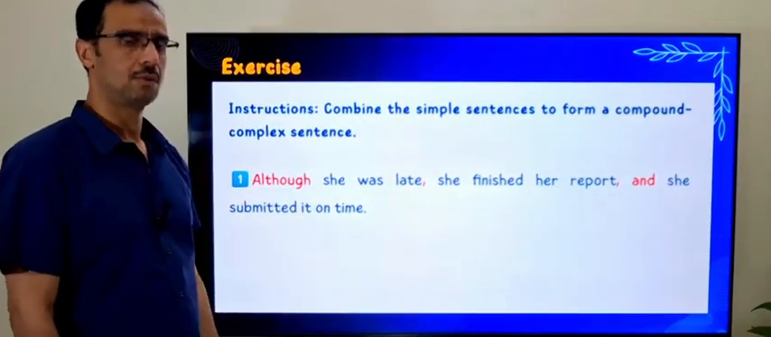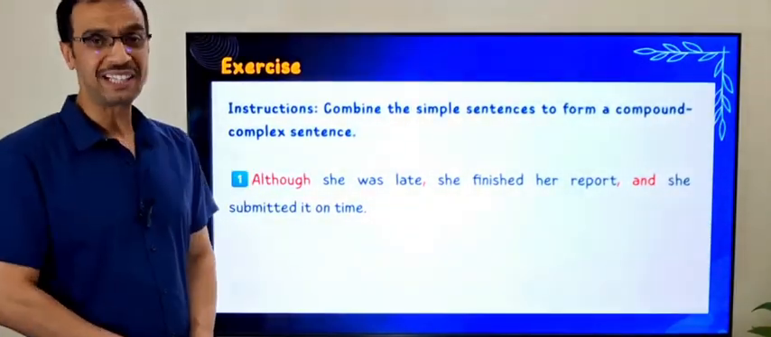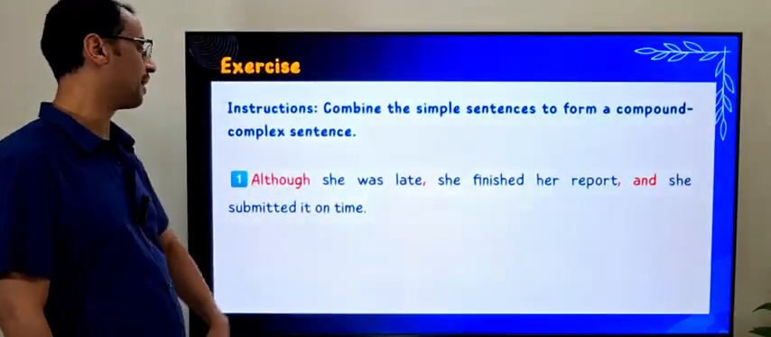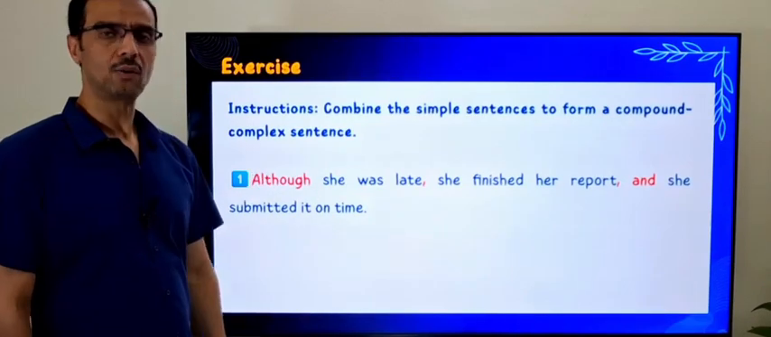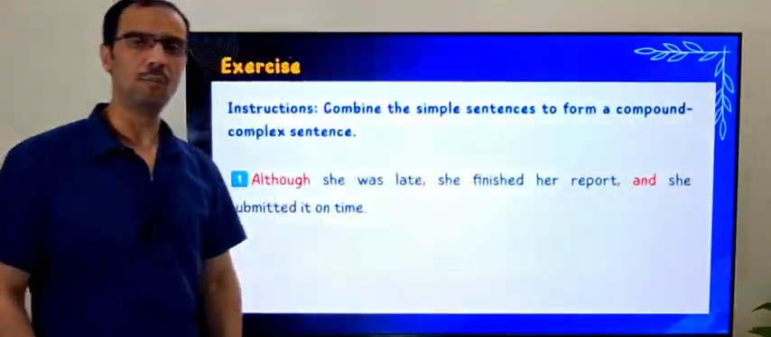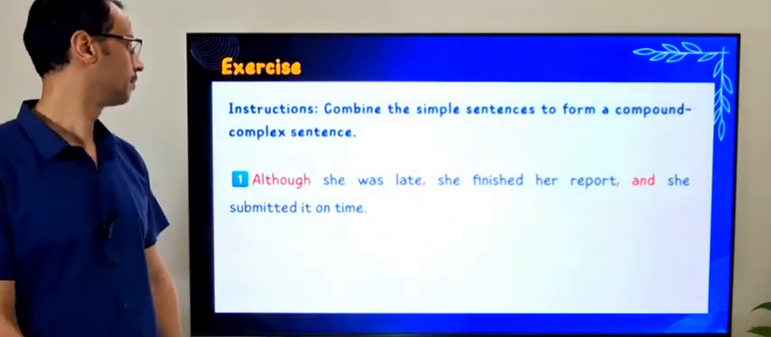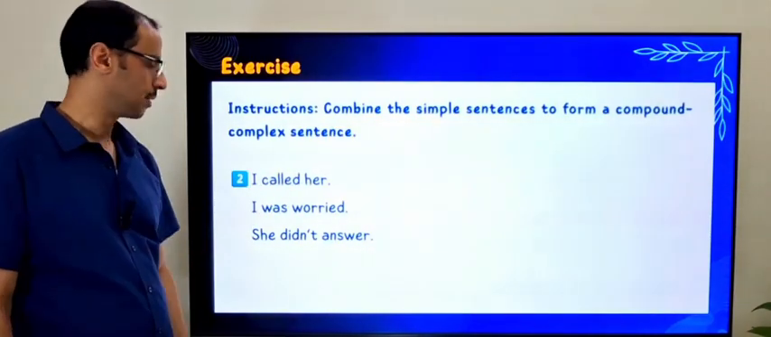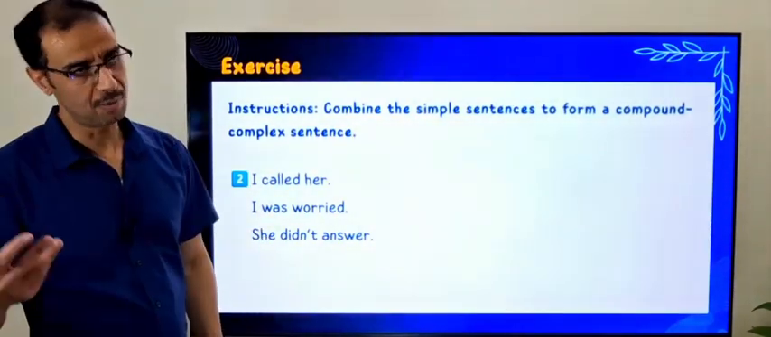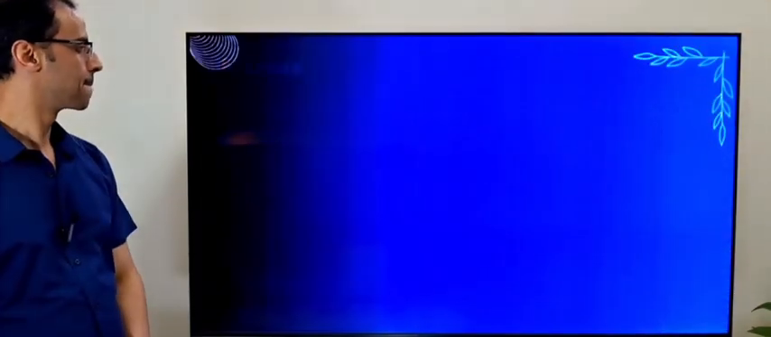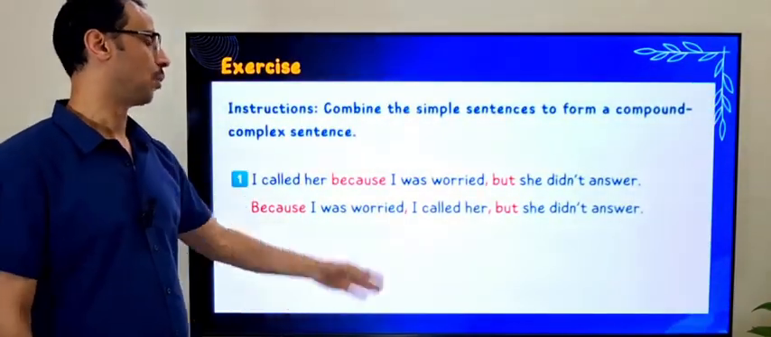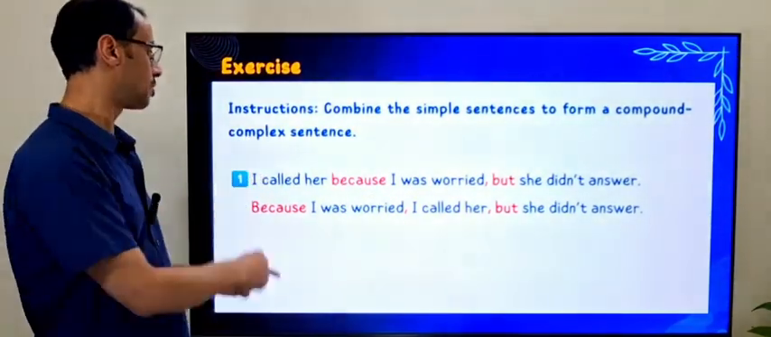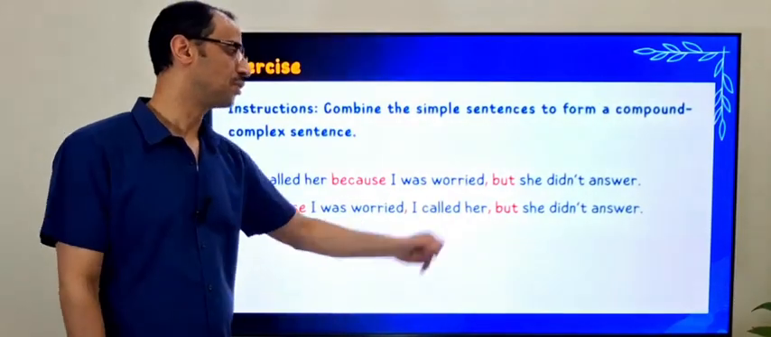Although she was late. So we started this with a subordinating conjunction, that is although. Although she was late, she finished her report and she submitted it on time. So using although, that will make it complex. And using and, that will make it compound. So it is a compound complex sentence. I called her. I was worried. She did not answer. Think about it. I called her because I was worried, but she did not answer. This is one option, right? Another option: because I was worried, I called her, but she did not answer.